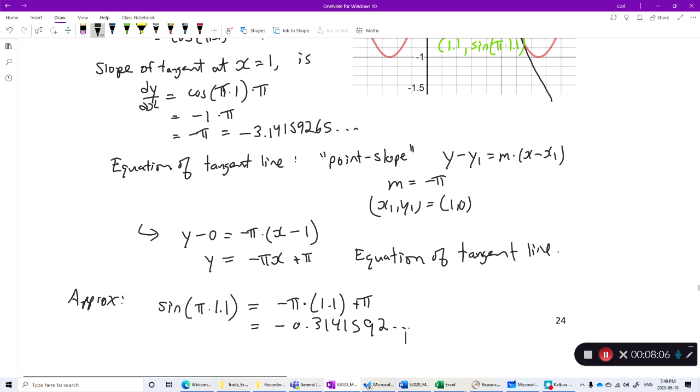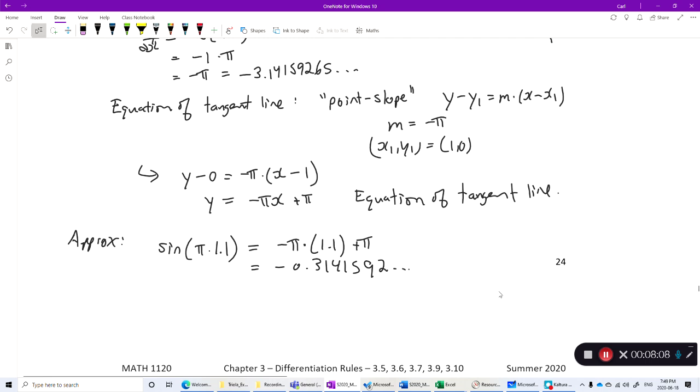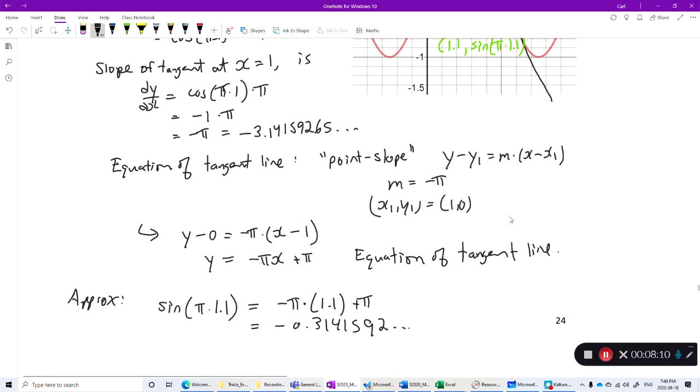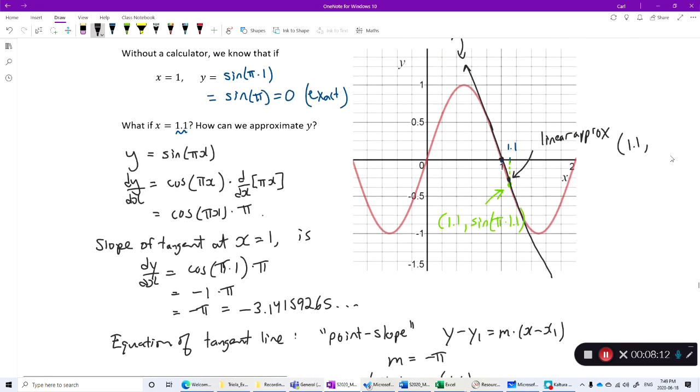141,592. Okay, so that's the approximation. Let me write that in here. Negative 0.314159. And we can go as far as we like there. Let's just stop at 6 digits.